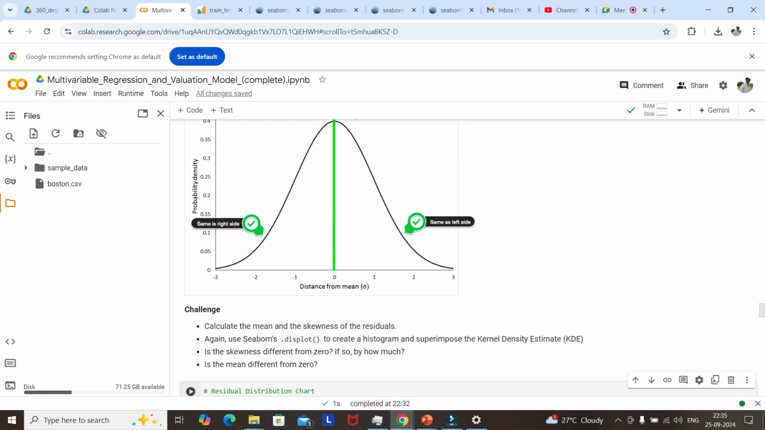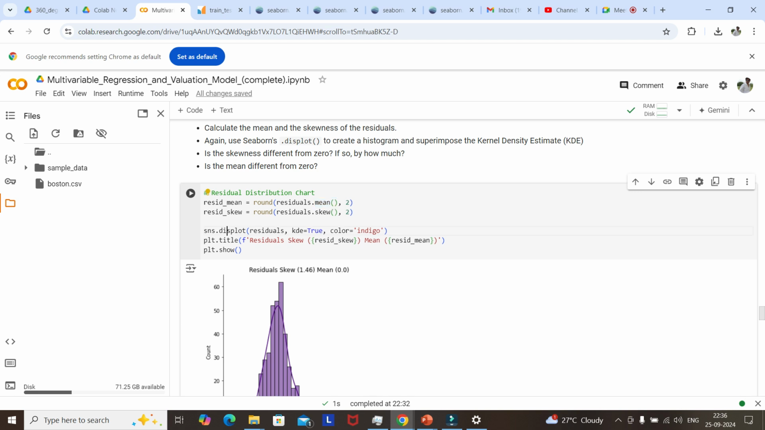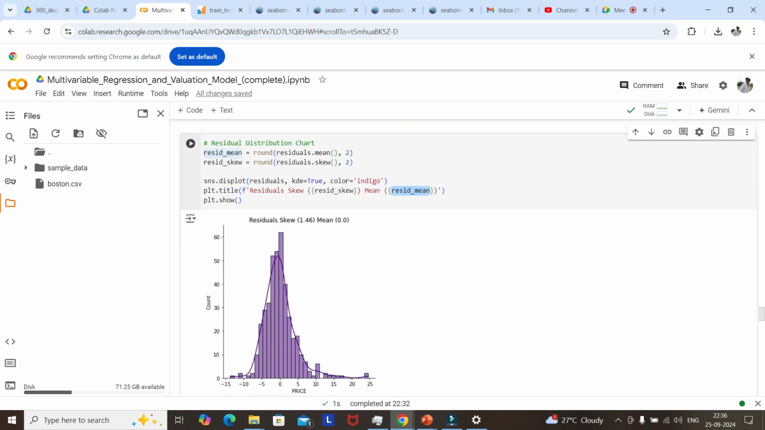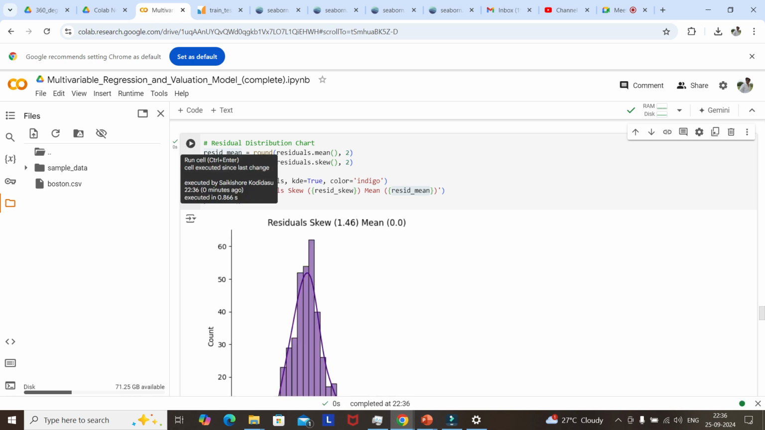From the residuals, we can directly call mean, and we are rounding it to 2 decimals, and skew also rounded to 2. Now we are plotting this using the residuals, keeping KDE equal to true, color equal to indigo, and the title with residual skew and mean using f-strings. Now I just run this. So the residual skew is 1.46 and the mean is 0.